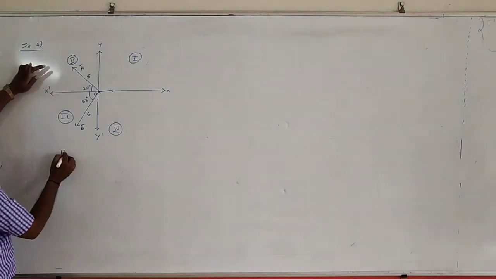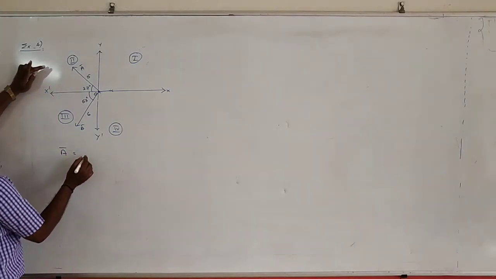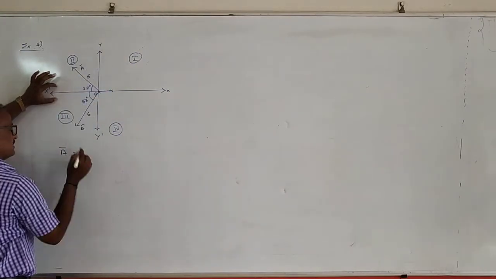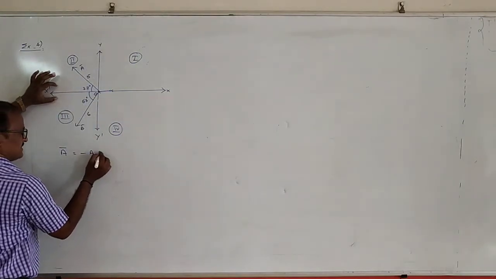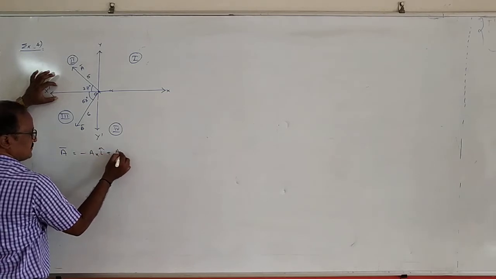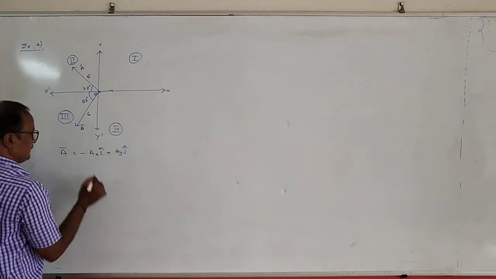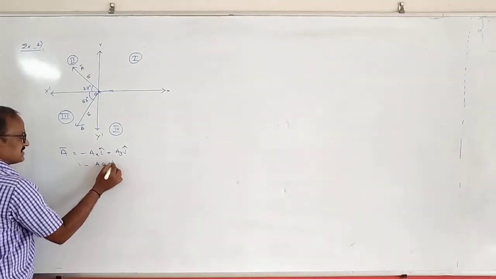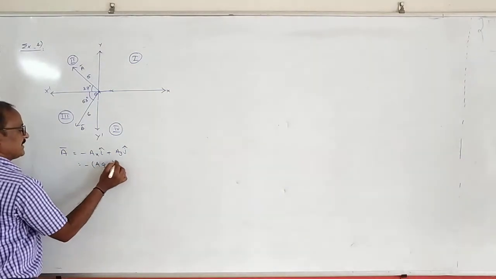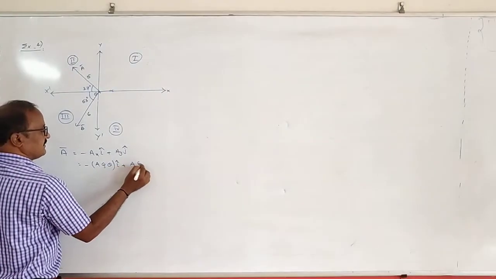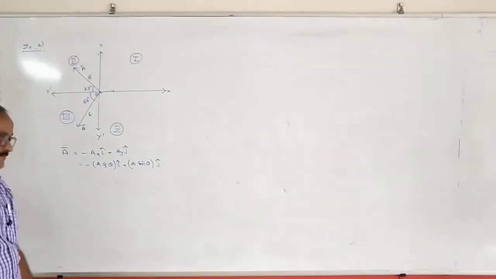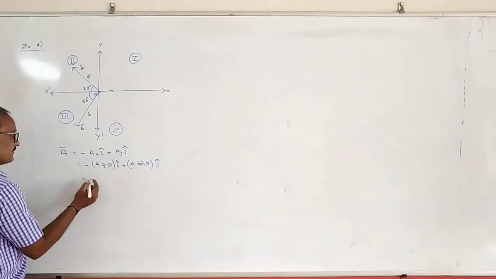In the second quadrant, the vector A bar can be written as follows. The x value is negative and the y value is positive, which means minus Ax into i cap plus Ay into j cap. That is, minus A cos theta into i cap plus A sin theta into j cap. What is the value of A?